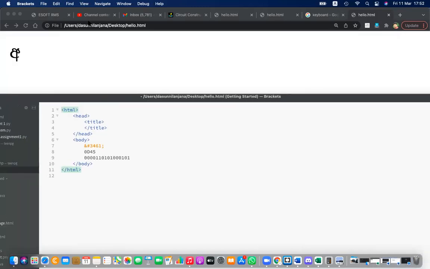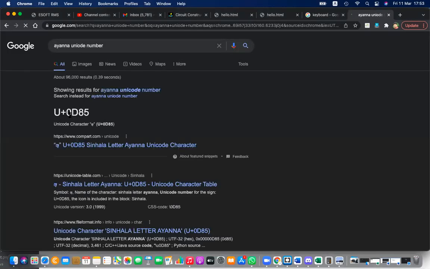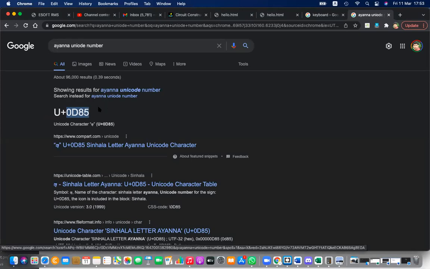But if you search IN Unicode number or Unicode code, it says U plus 0D85. 0D85. This is in what? Okay, 0D85, is it octal, hexadecimal, binary? What is that?